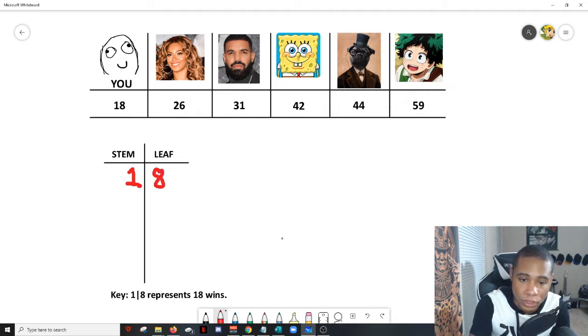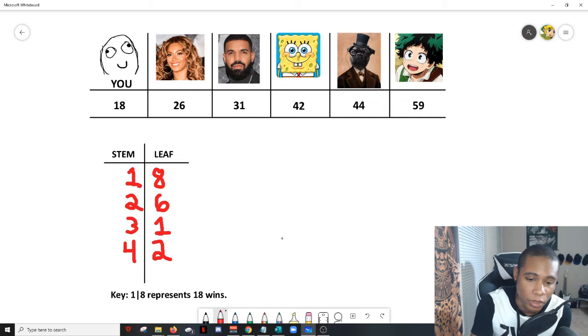And then for 26, a 2 on the stem and a 6 on the leaf. For 31, 3 is on the stem, 1 is on the leaf. 42, 4 is on the stem, and 2 is on the leaf. So for the next one we have 44, and because both of these have a 4 in the tens place, or for our stem place, I don't need to write the 4 again.